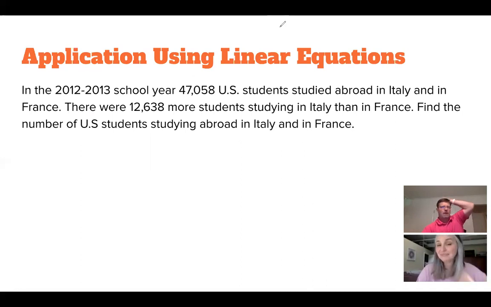Okay. True. And honestly, you might be able to figure this out ahead of time, but if we read through the problem, in the 2012-2013 school year, there are 47,058 U.S. students studying abroad in Italy and in France. There were 12,638 more students studying in Italy than in France. Find the number of U.S. students studying abroad in each country.